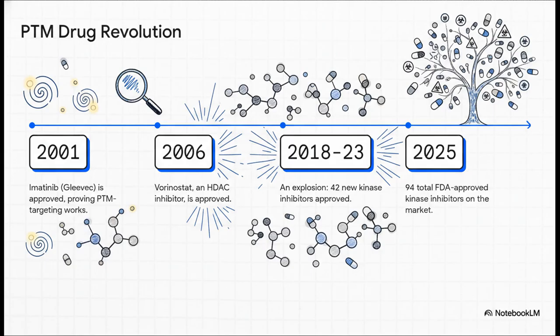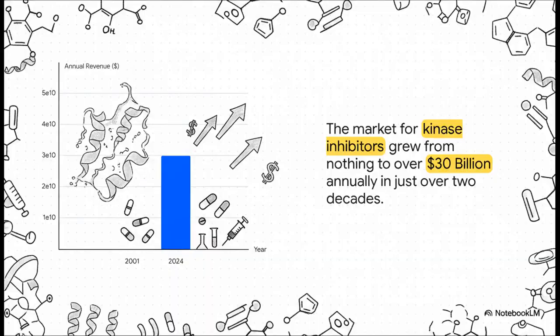And this is not just a theory in a lab. It's a medical revolution that's been happening for the last 2 decades. It really kicked off in 2001 with a drug called imatinib, which proved this whole approach could be life-changing. Since then, and especially in just the last 5 years, we have seen an absolute explosion of these drugs, leading to nearly 100 approved medicines that all work by targeting this PTM control layer. The impact on patients has been incredible.